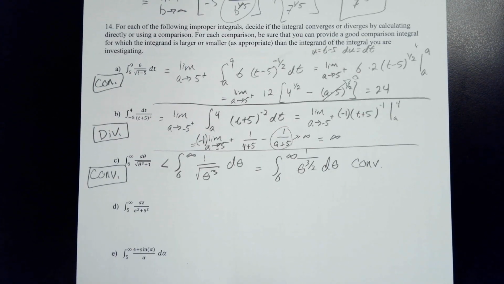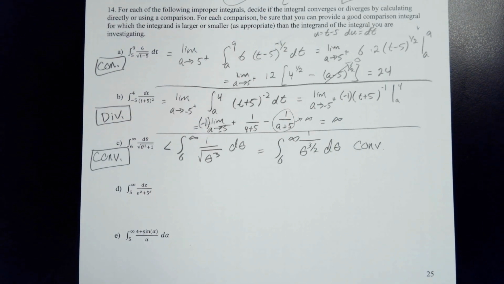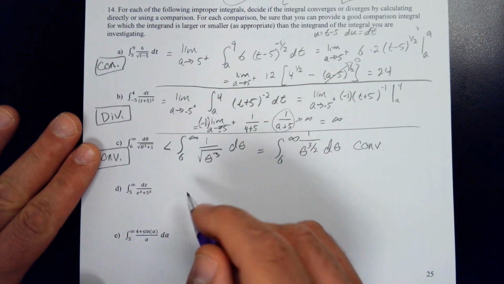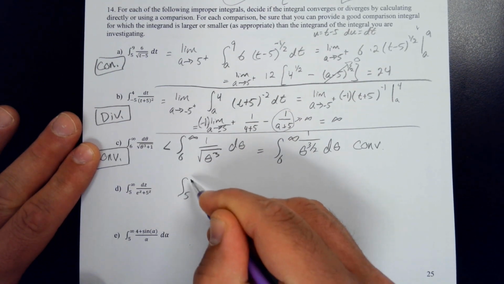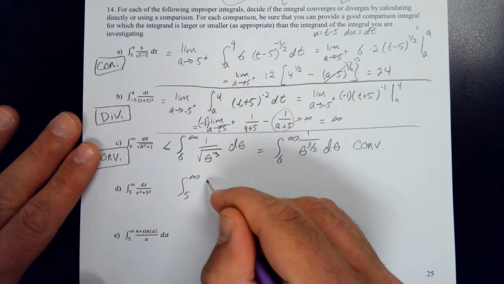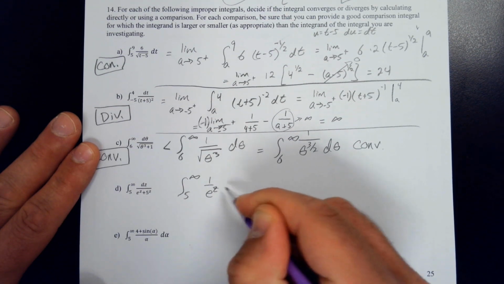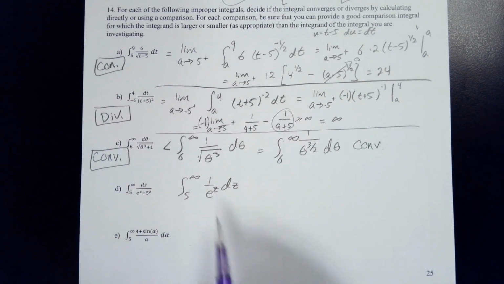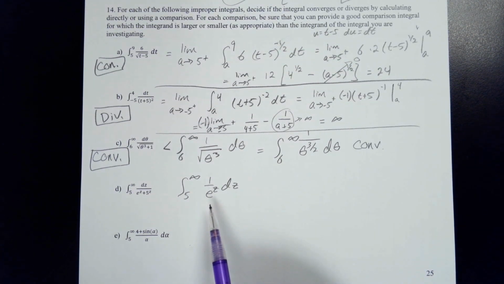Okay, maybe we can do something similar with the next ones. Let's see. This one right here. I see infinity there, and I see an e to the z plus 5 to the z. And I don't really want to try to integrate that, so I'd like to compare it to something that I can integrate. Let's compare it to the integral from 5 to infinity of 1 over e to the z dz. I think that's something I'll be able to integrate. When I do that comparison, let's see what happens.